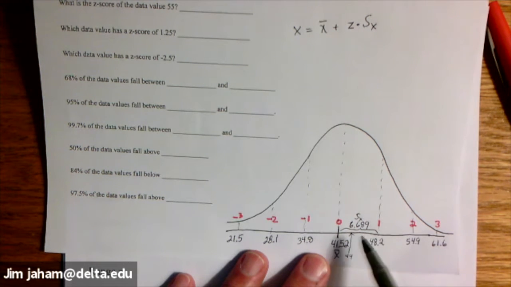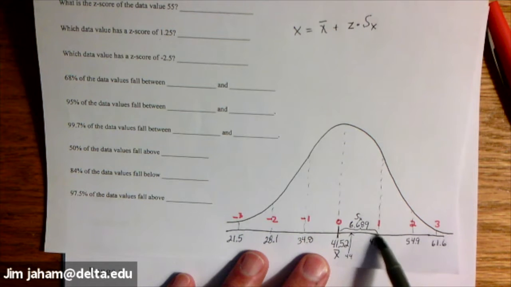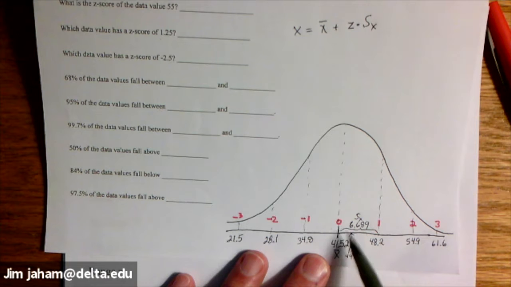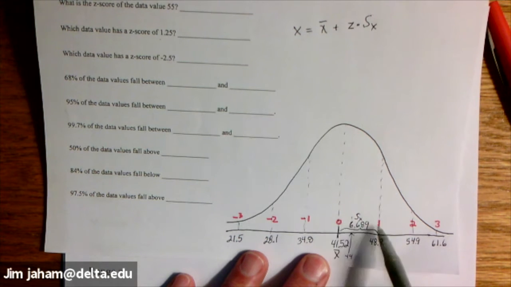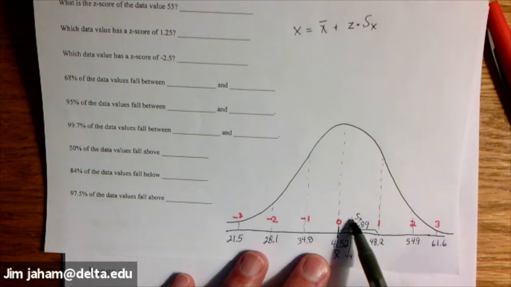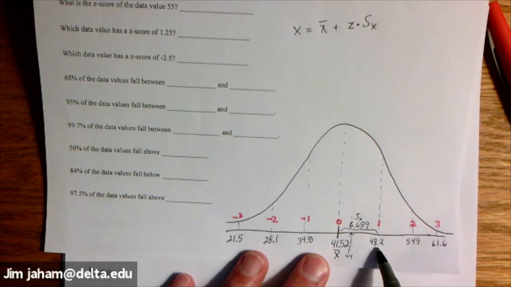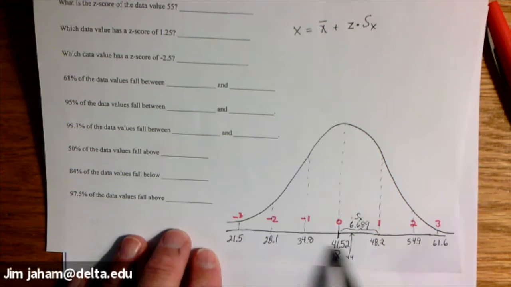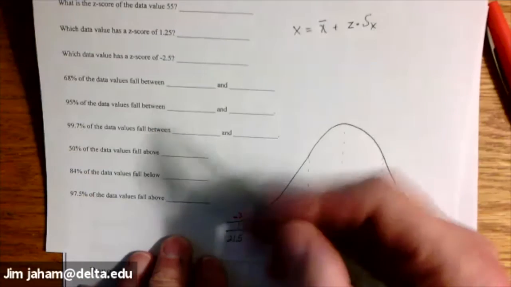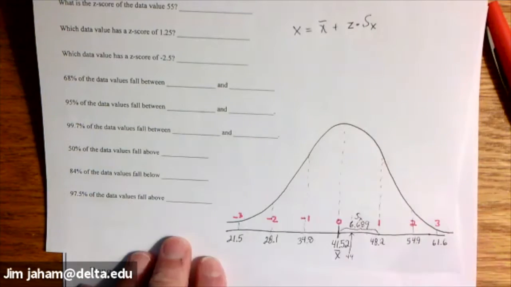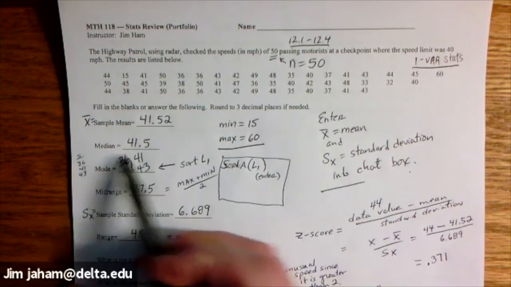As you can see, it's about a third of the way to the 1. So the z-score of 0.371 would be about right here between 0 and 1. And the data value 44 that corresponds to the 0.371 would fall between the 41.52 and the 48.2. So you really need to have this scale here if you're going to answer these questions down here about the normal distribution. Just kind of go through this.